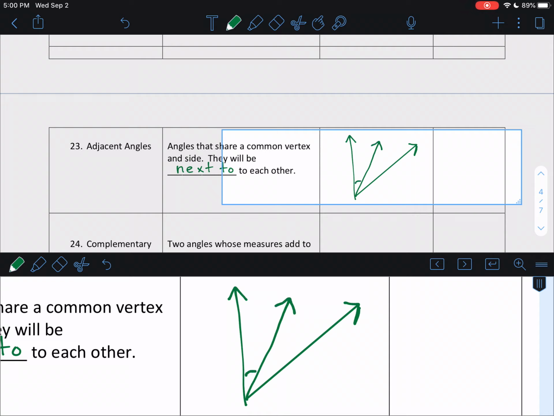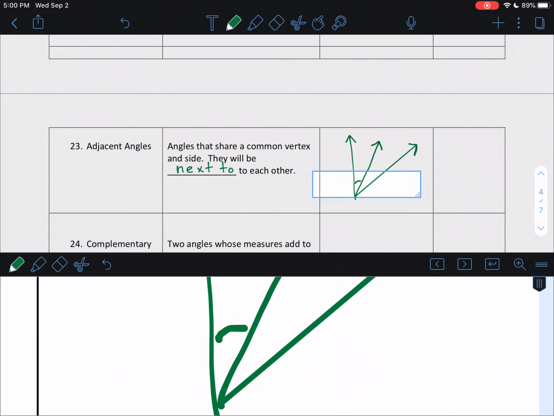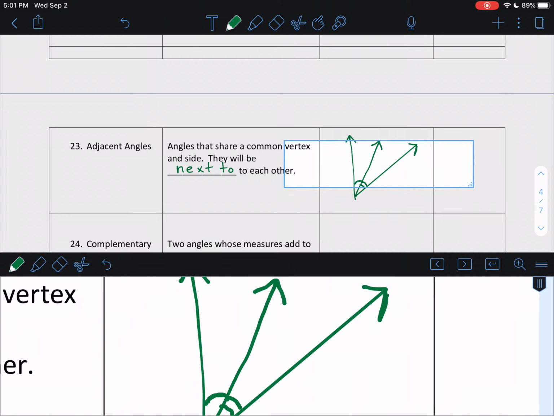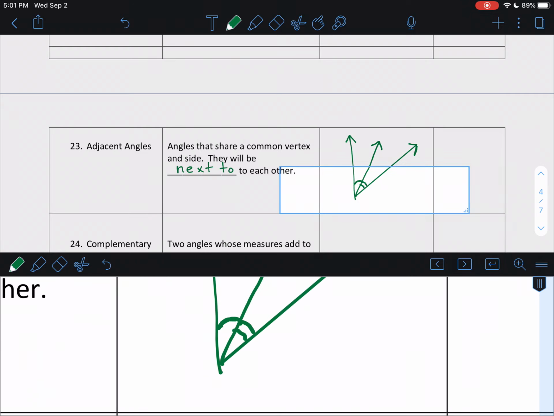So this angle is adjacent to this angle. And I put just one marker on the first one and two on the second one because I don't know if they're the same measure. So they don't necessarily have to be the same measure. They could be, but as long as they're next to each other, they're adjacent. And naming it, there's no way to name adjacent angles, no specific way.